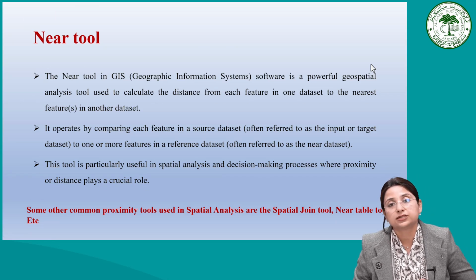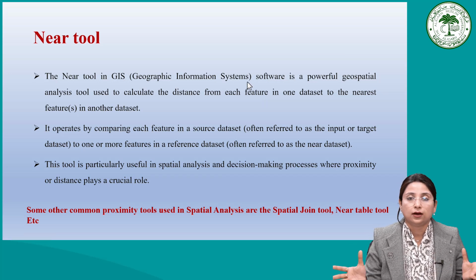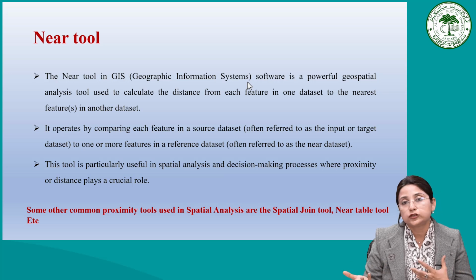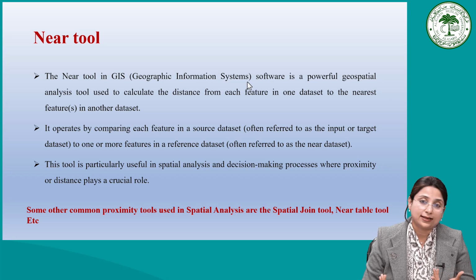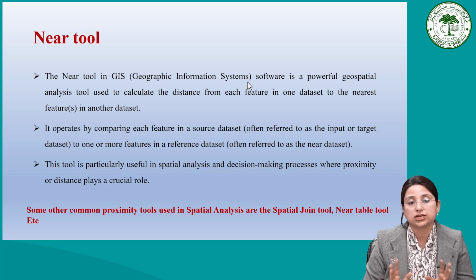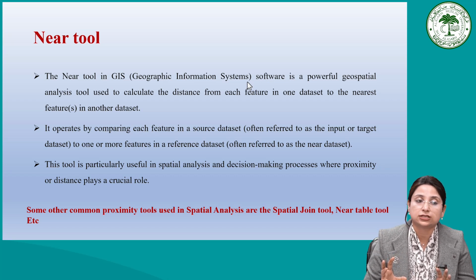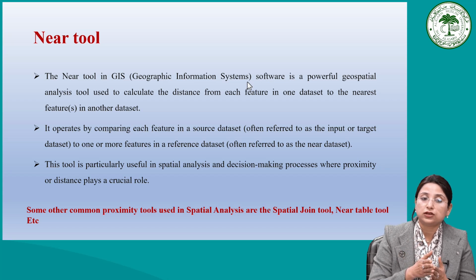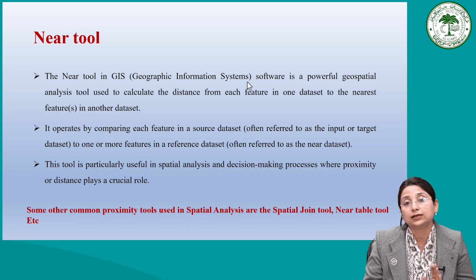Another proximity tool is the near tool. The near tool finds the things nearby, that is, it shows the features that are nearby. As I have said, all these tools are generally present in our geographic information system, that is, in the GIS environment. The near tool is also one of the powerful spatial analysis tools, which calculates the distance from each feature in one data set to the nearest feature of the other data set.